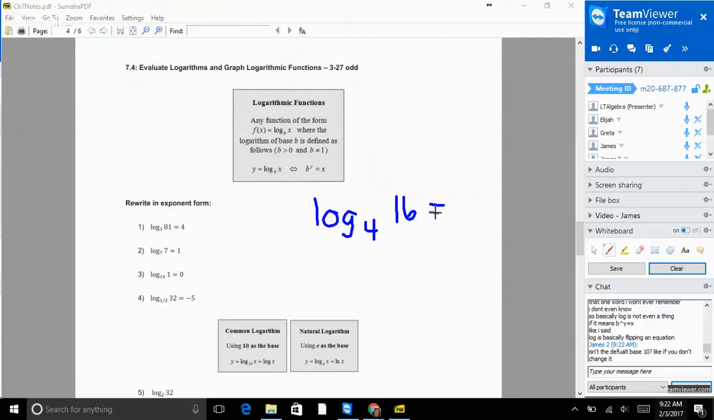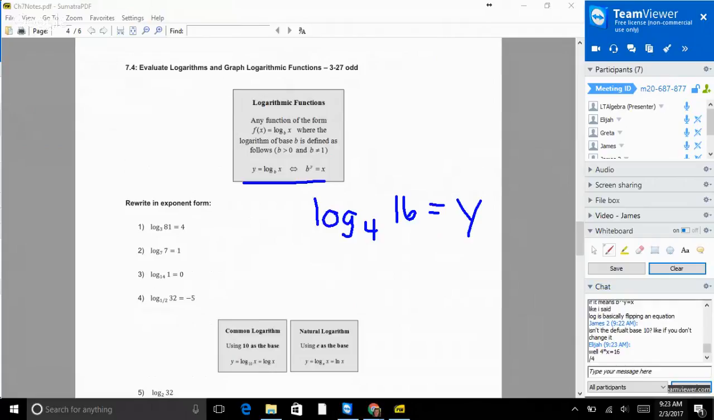So if I just gave you the log base 4 of 16 and I want to know what that equals to, I'll use y so I stay consistent with the formula up here. I want you to solve this.